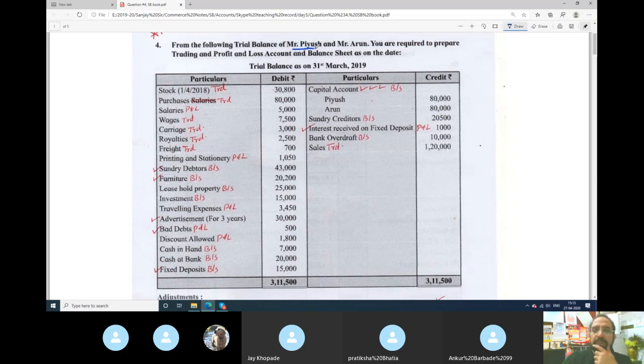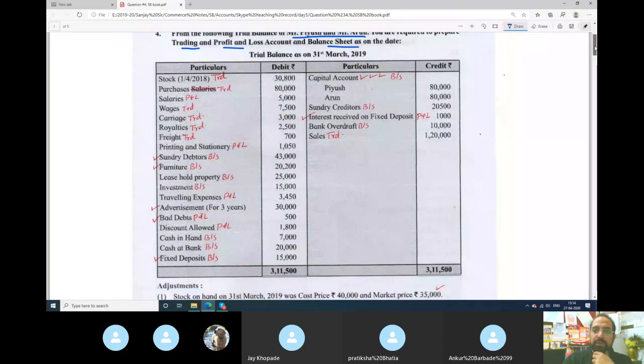Mr. Piyush and Mr. Arun, you are given a trial balance of Mr. Piyush and Mr. Arun. What you are required to do is prepare the trading account, profit and loss account and balance sheet. So how will we solve the question?